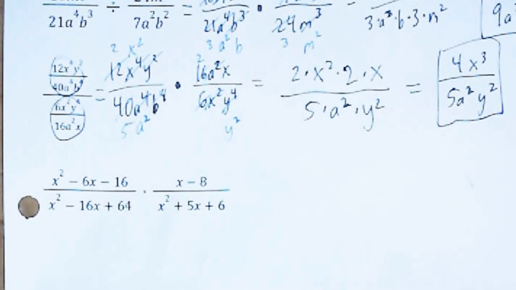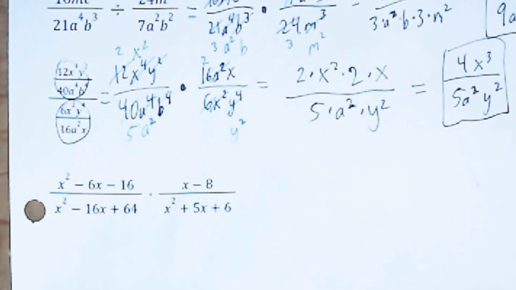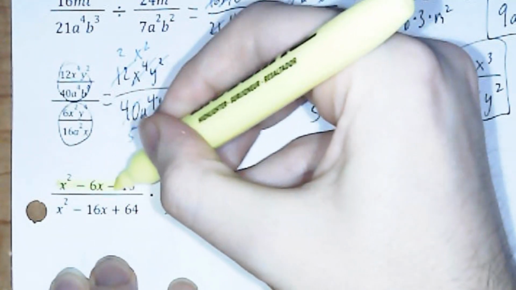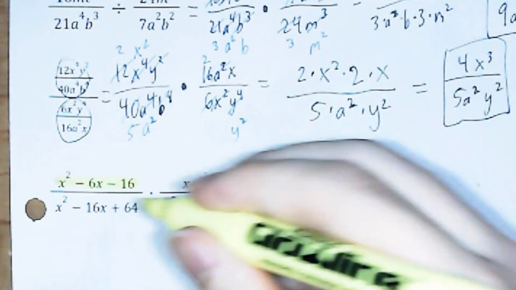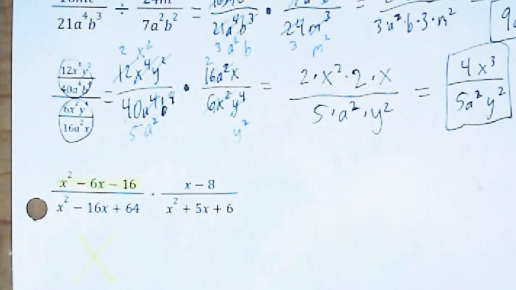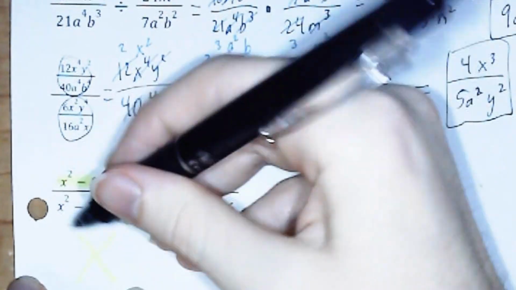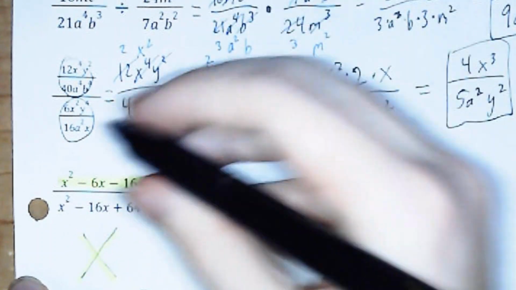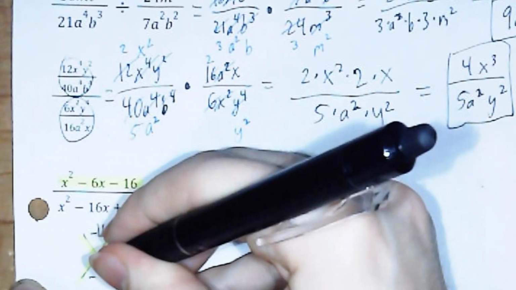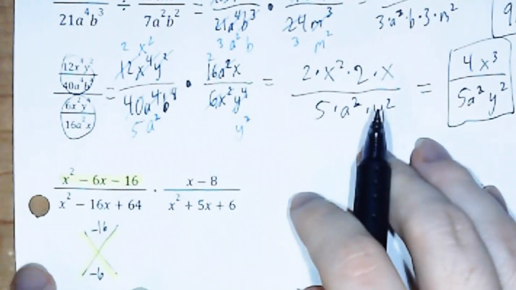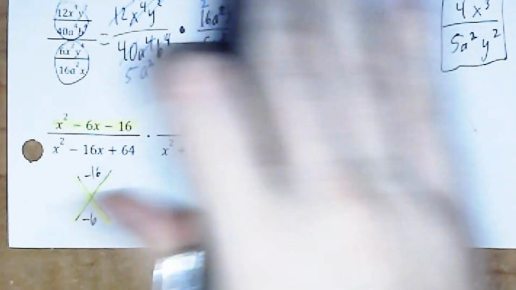So here we have to do some cross puzzles. Now the first one is right here. It's x squared minus 6x minus 16. Alright, so this cross puzzle is going to feature a negative 16 on top and a negative 6 on the bottom. Take a moment to figure out what those two numbers are.